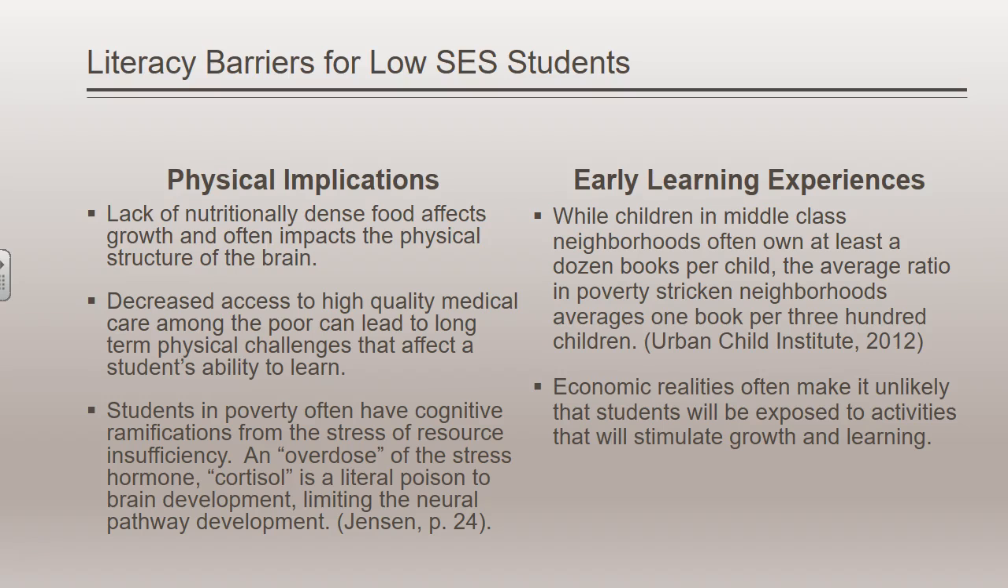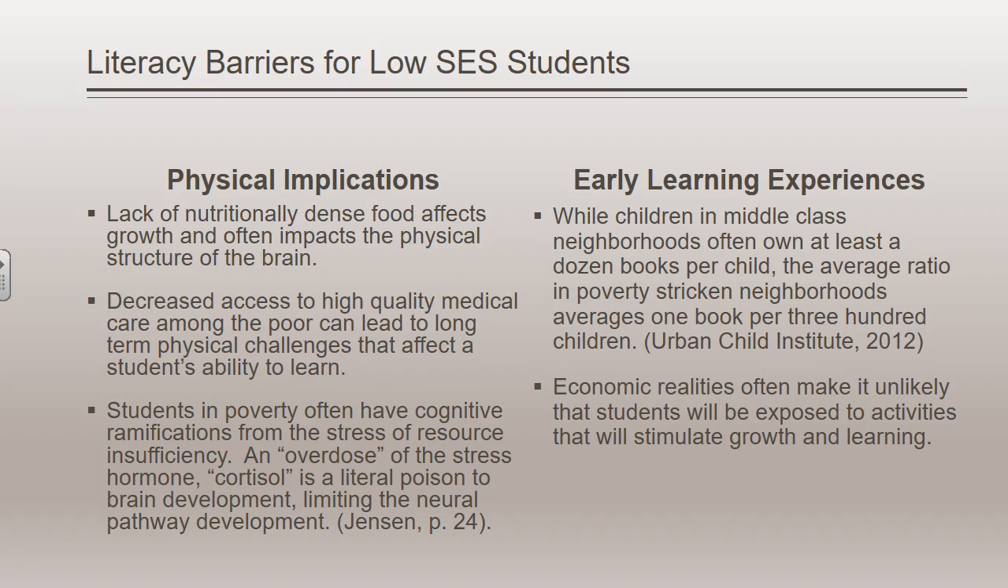Students in poverty often have cognitive ramifications from the stress of resource insufficiency. An overdose of the stress hormone, cortisol, is essentially poison to small developing brains. And we've found that students in the lower SES often have physically smaller brains because of this impact of cortisol and the stress of their environment.